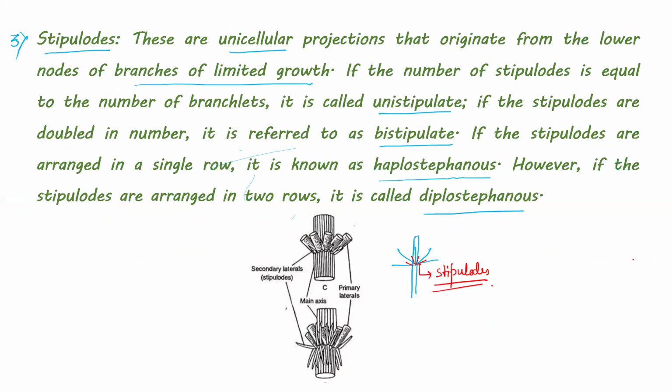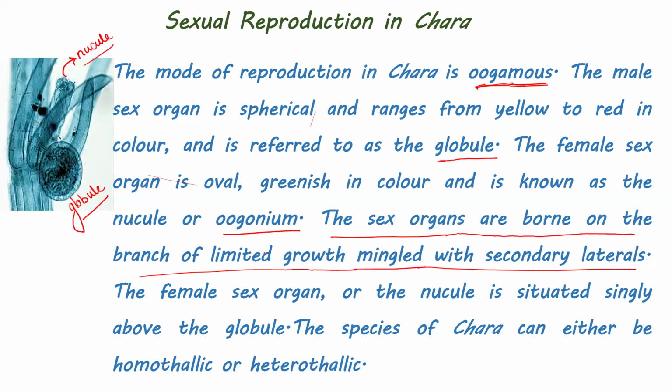Secondary laterals, where did you see? You have seen it here. The secondary laterals are nothing but stipulodes. Okay, you should be very familiar with terms. See, the female sex organ, the nucleus, is situated singly above the globule. If you see the position, the globule is here at the bottom and the nucleus is situated a little above the globule.